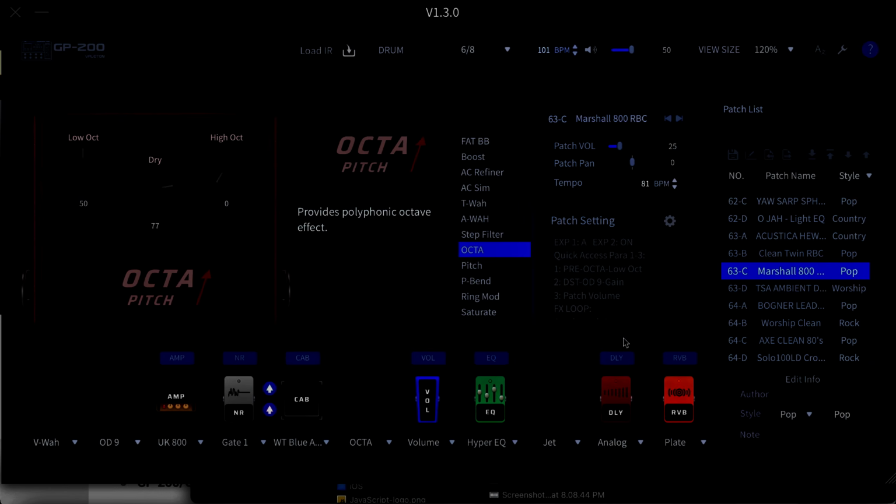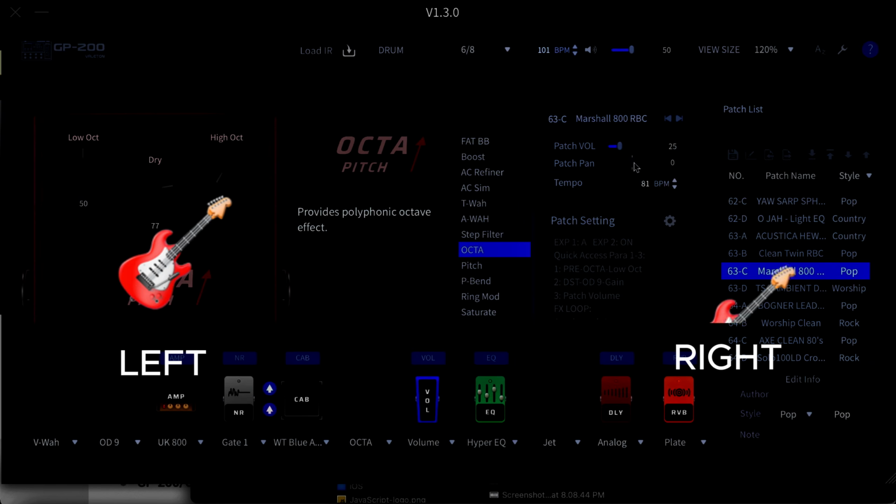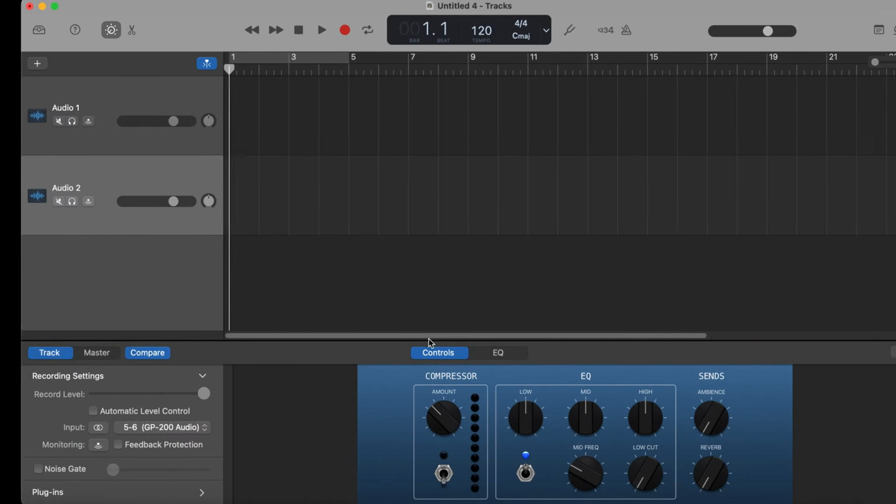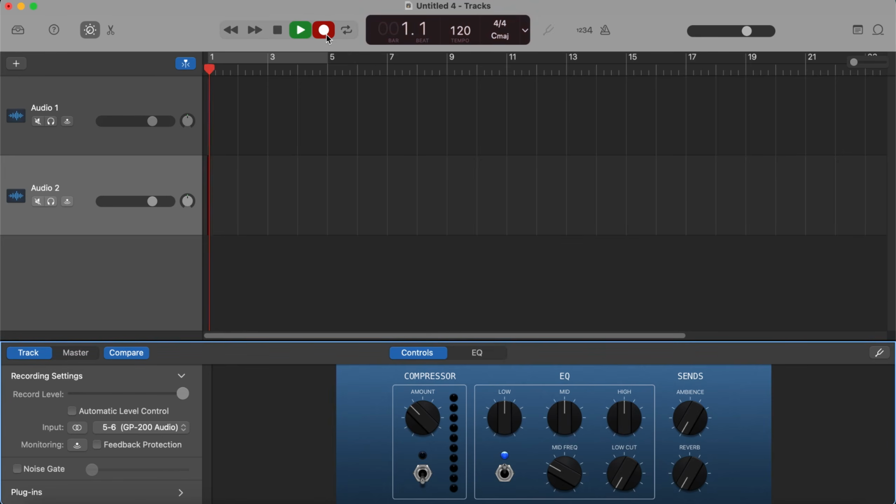Depending on the setting, one of them can decide to pan to the left and then the other person will pan to the right. So for example, let me play the normal signal without modifying anything. So let me hit record.